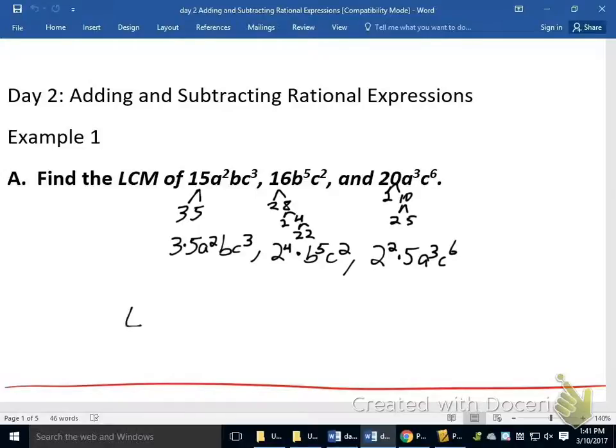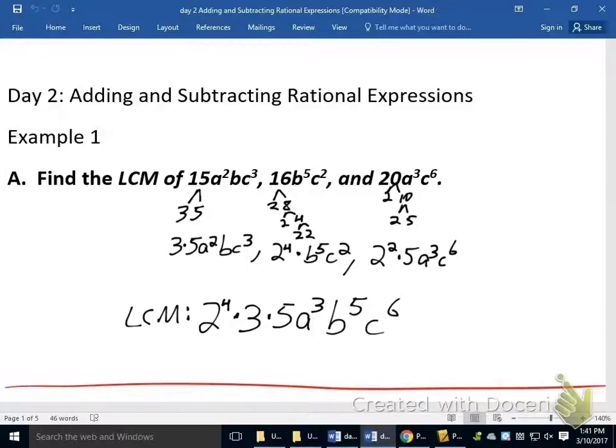Now, for my least common multiple, I go through, get each base, and get the highest power that I see for it. So the base of 2 needs to be to the 4th power right here. That takes care of the 2 squared over here. I see a base of 3 to the 1st power. I see a base of 5 to the 1st power. A needs to be to the 3rd power. B needs to be to the 5th power. And C needs to be to the 6th power.